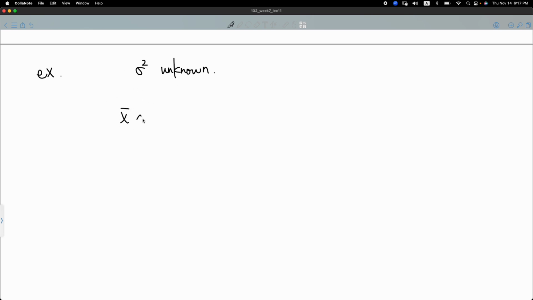So x bar follows a normal with mean mu and variance sigma square over n. This is the parameter of interest, the mu. And because we don't know the sigma square, we need to rely on another component, which is n-1 s square over sigma square. This follows a chi-square distribution with degrees of freedom n-1.